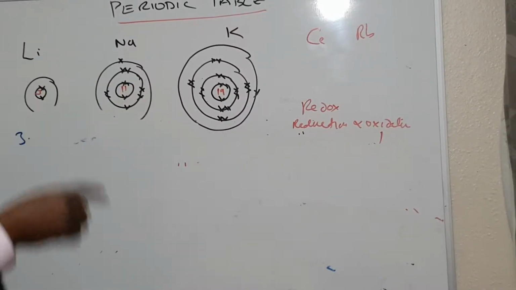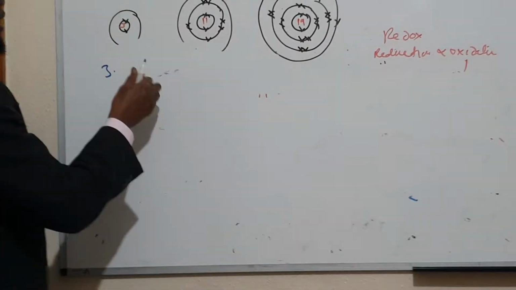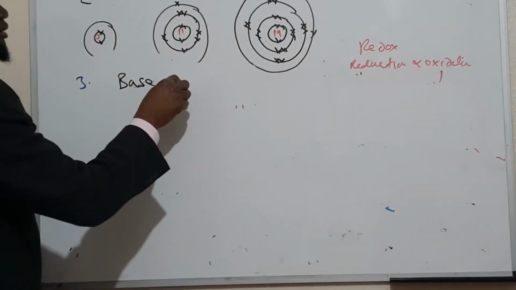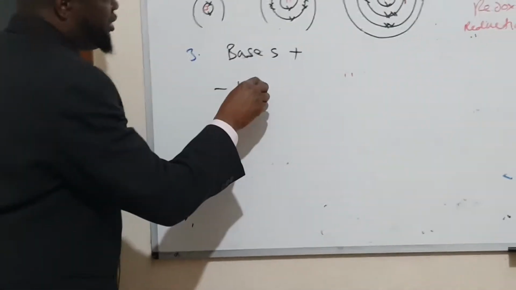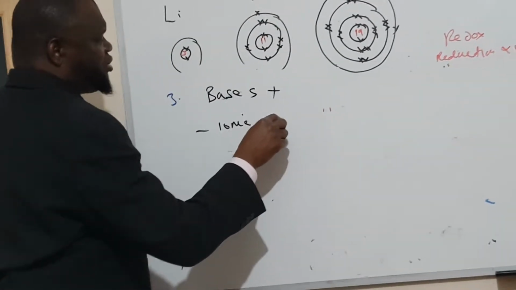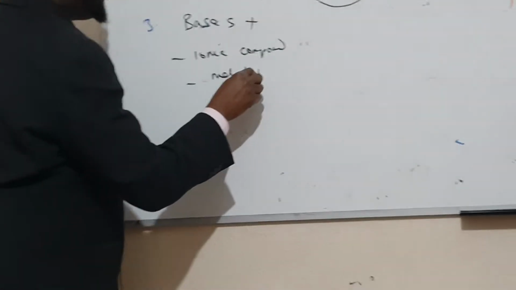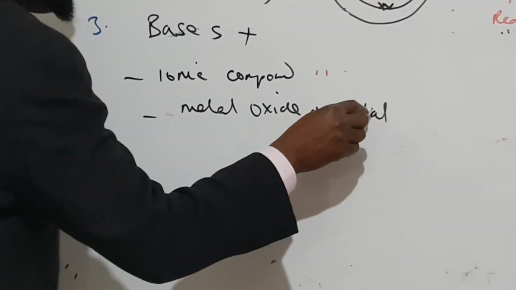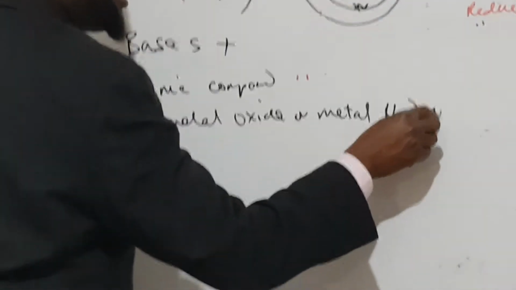Halide, their reaction with acid, their reaction with oxygen. Finally, they can form bases. Bases are ionic compounds which dissolve in water. They are metal oxides or metal hydroxides. You have to know this when we come to do acids and bases. So bases are metal oxides or metal hydroxides.